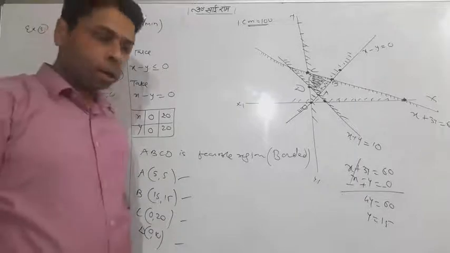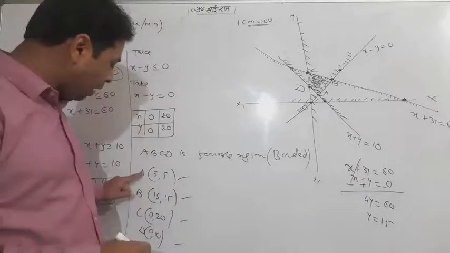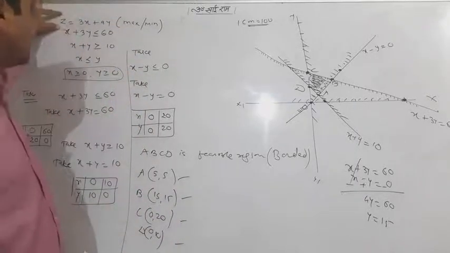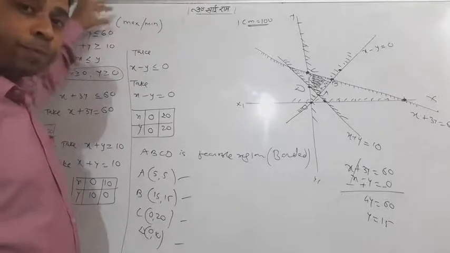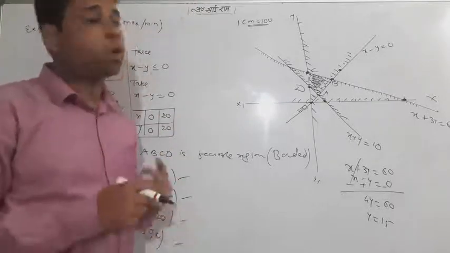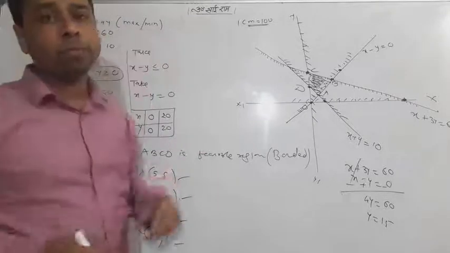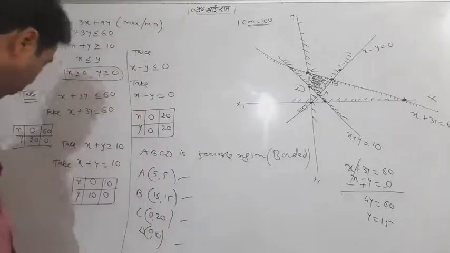Now I'm closing myself, because A, B, C, D will be put one by one in Z equal to 3x plus 9y. The value which is smallest is called the minimum value, and the value which is largest is called the maximum value. So this is enough from my side today.